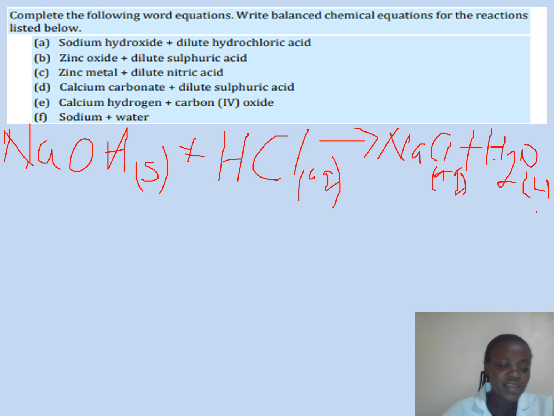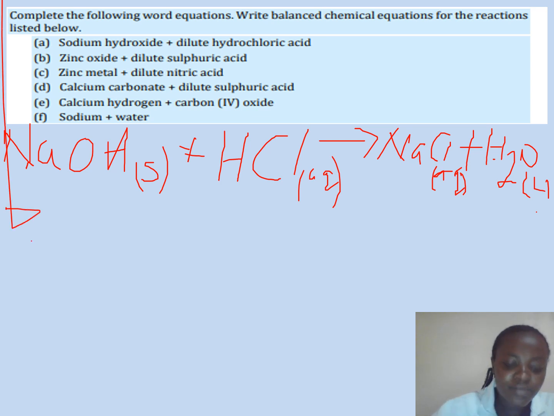Let us look at another example. For example, we can use, we don't have sodium metal here, but we have zinc oxide plus dilute sulfuric acid. So this is the word equation, zinc oxide plus dilute sulfuric acid. This will form zinc sulfate plus water. So we have zinc oxide.